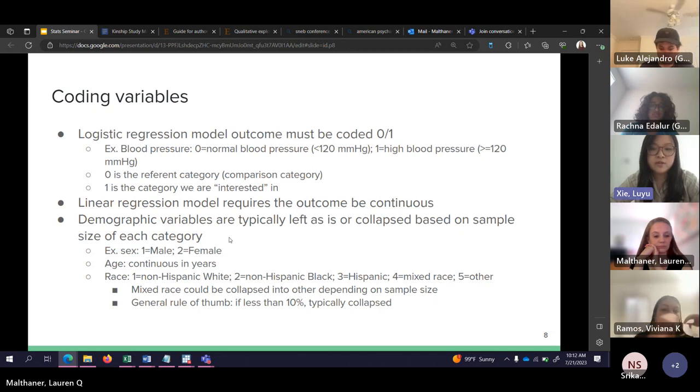For demographic variables, you can leave them as they are or collapse them based on the sample size of each category. For example, for sex, we usually just do male and female. Age is continuous, so we just keep it. But for race, since there are many categories, due to the power issue, we usually collapse into 5 categories, like non-Hispanic white, non-Hispanic black, Hispanic, mixed race, and other. Sometimes mixed race and other can be combined too, based on your sample size. So the rule of thumb is, if a category is less than 10%, we typically collapse it just to increase statistical power.